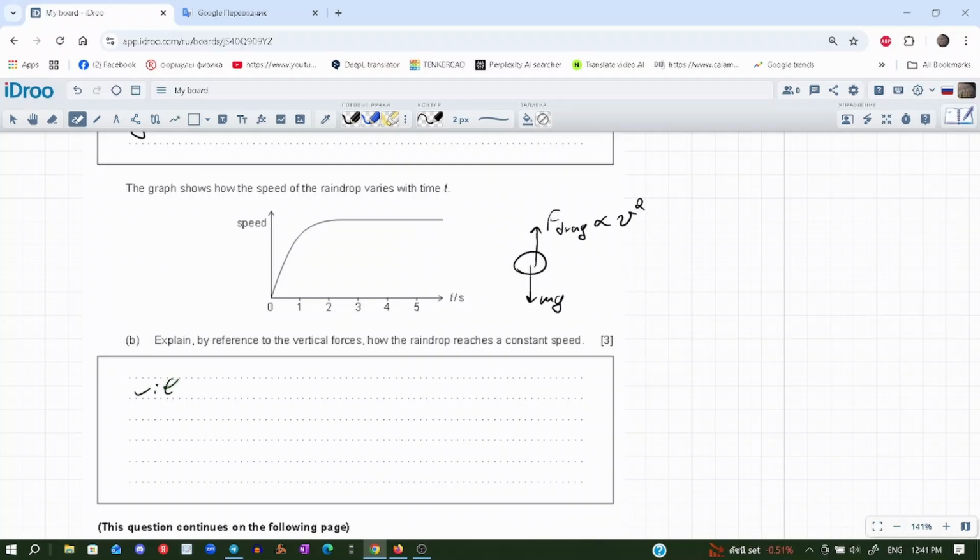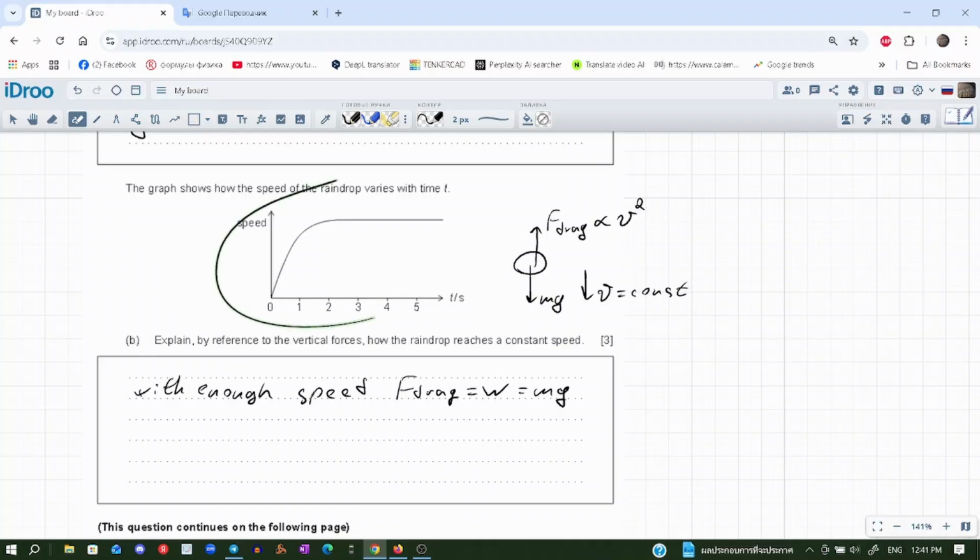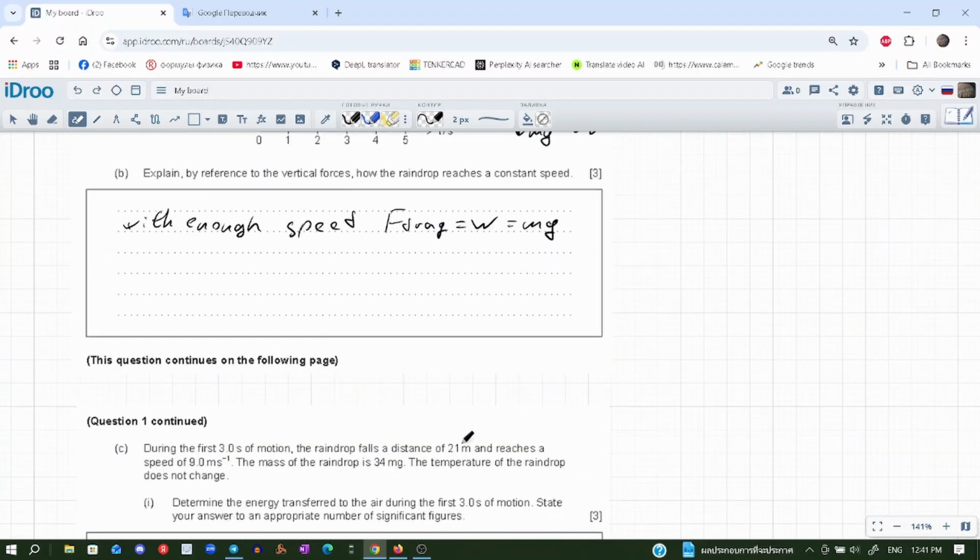So with enough speed, F drag equals weight, or equals mg. And when these forces are equal to each other, we have constant speed here, and it doesn't change anymore, as we can see on the graph. By the way, this velocity, we call it terminal velocity.